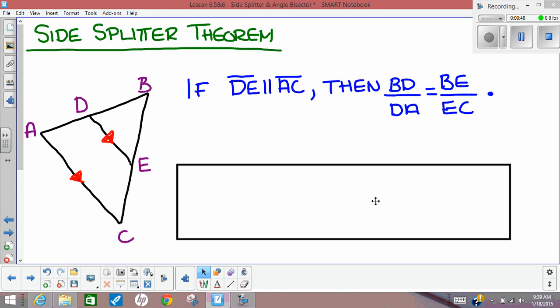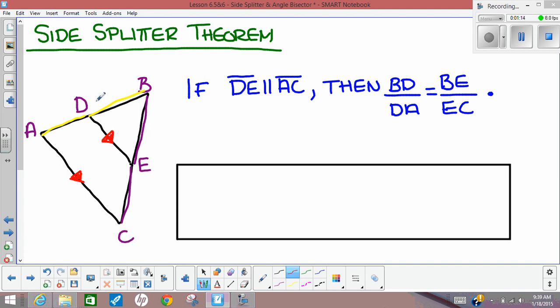And that is that BD over DA. So those two pieces of that side we make a ratio with. That ratio is equal to BE over EC. So the two pieces of that side.